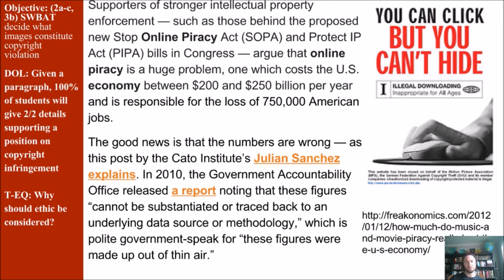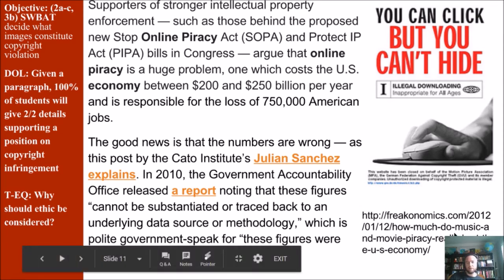Just always think to yourself, what's the reason this person is showing me the number? What is the thing that they are trying to get out of it? And this act, Stop Online Piracy Act, is talked about often in the news nowadays. Most of the time, though, you'll hear it being referred to as SOPA. So the information I just read to you came from the Freakonomics website, one of my favorites, and a really good book if you haven't read it.